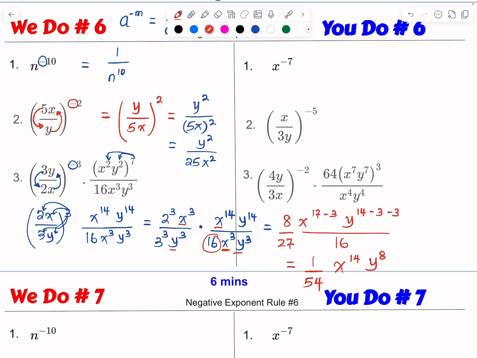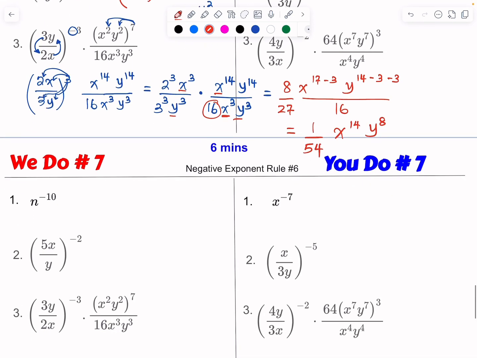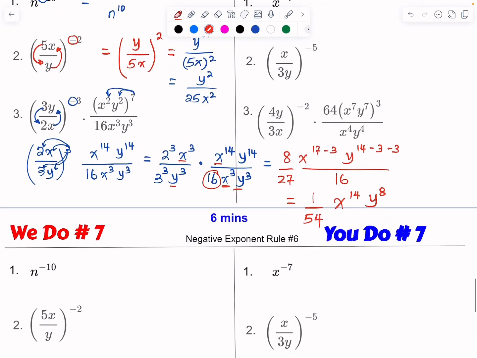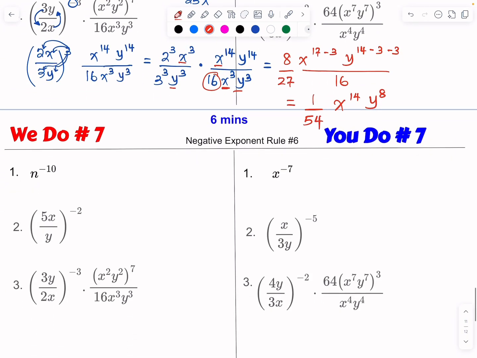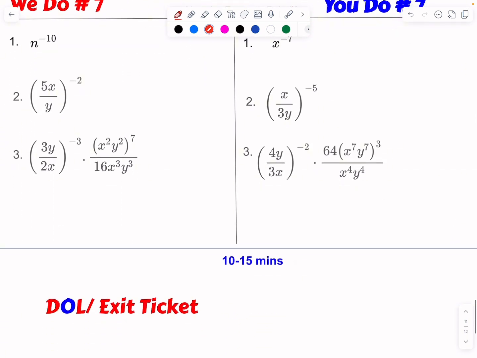Now for 7, it's looking like what we just did. For 7, it's looking like the negative exponent. I'm going to delete this page, looking like that.